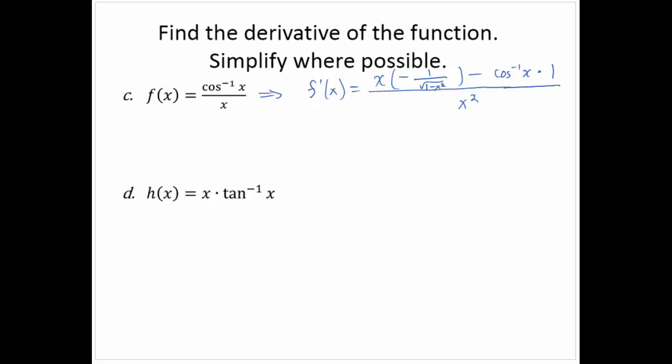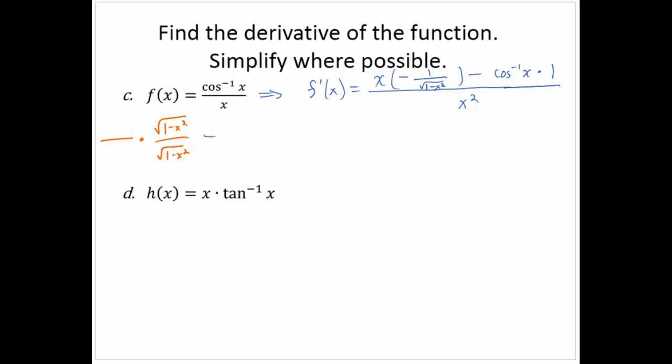Now recall that we often don't like to have fractions within a fraction, so we would many times see this simplified through a multiplication in both the numerator and denominator. So I'm going to say we have that fraction, I'm going to multiply both the numerator and denominator by the square root of 1 minus x squared.